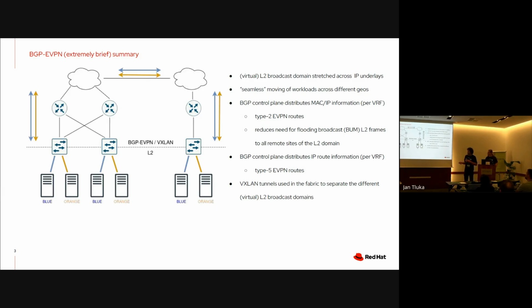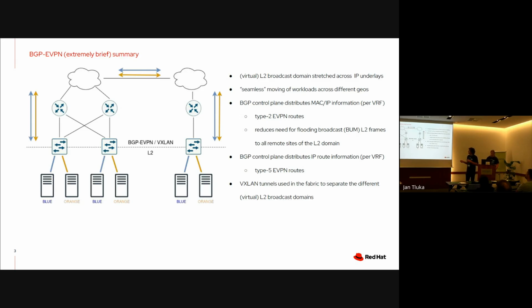How does this actually work under the hood? So the BGP control plane, the BGP routers here, the BGP speakers, let's call them, because they're sometimes switches, they distribute MAC and IP information per VRF, so per virtual layer 2 network. Those are type 2 EVPN routes. I won't go into the details, it doesn't really matter. They're just MAC and IP information.